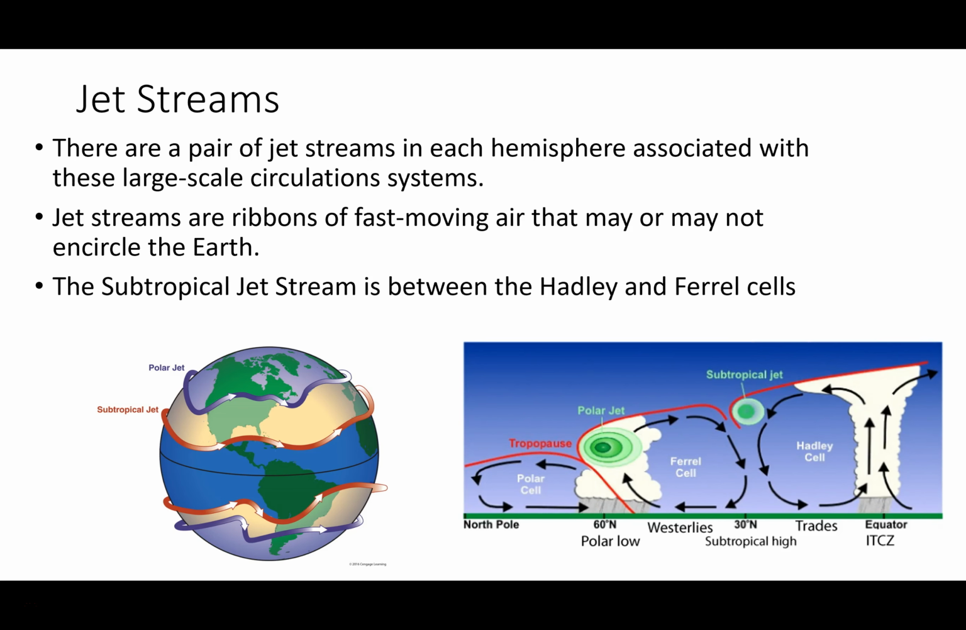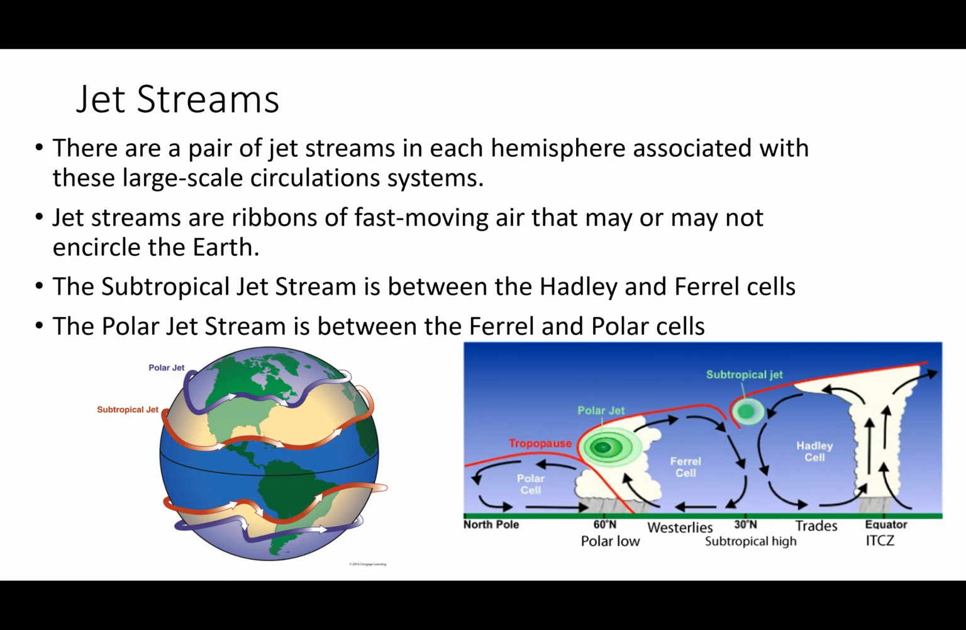Let's see, what else do we have? The subtropical jet is between the Hadley and Ferrell cells, and the polar jet is between the Ferrell and the polar cells.